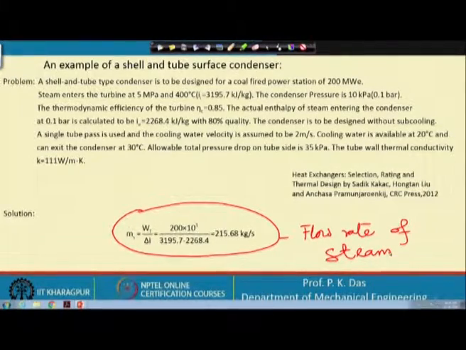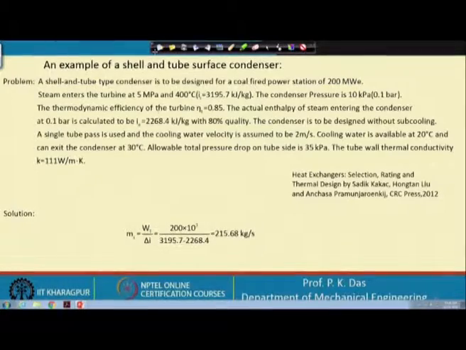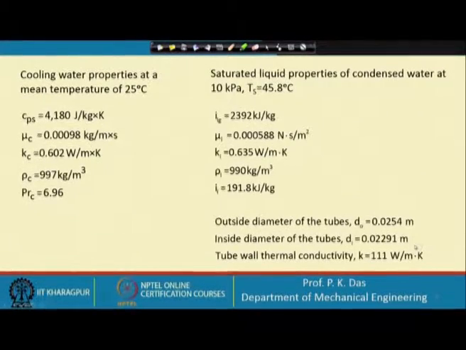So, this is what we have got, and this is very important, very basic information regarding the heat exchanger. So, now let us move to the next slide. Next slide, let us just have a look into the properties.